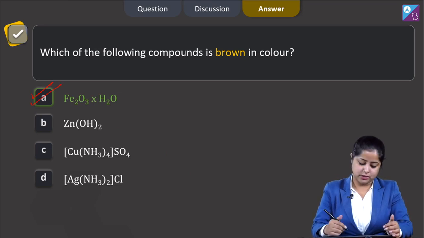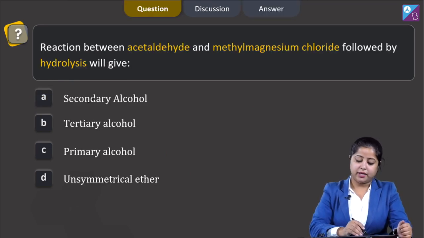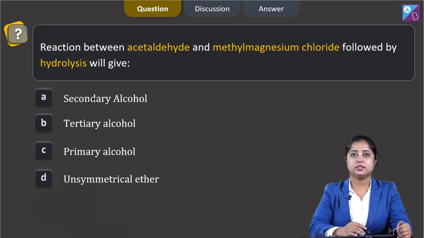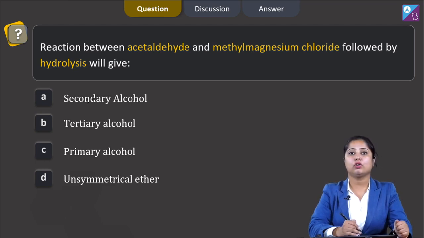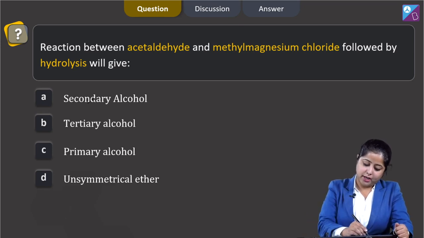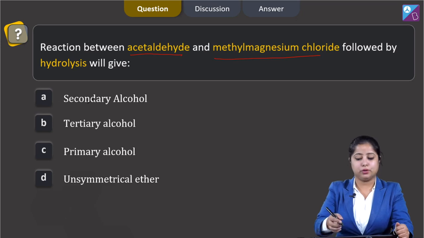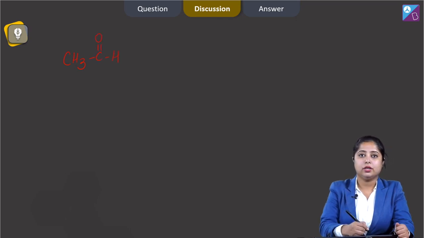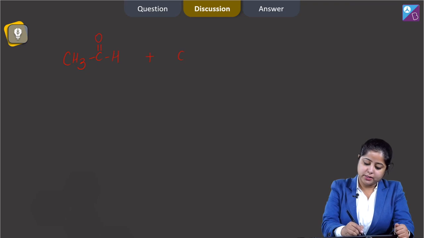Moving to the next question, students. Reaction between acetaldehyde and methyl magnesium chloride followed by hydrolysis will give option A, secondary alcohol, option B, tertiary alcohol, option C, primary alcohol, or option D, unsymmetrical ether. Student, let's start this reaction. We are given acetaldehyde and methyl magnesium chloride. So let's start. First of all, acetaldehyde is CH3CHO and methyl magnesium chloride is CH3MgCl.